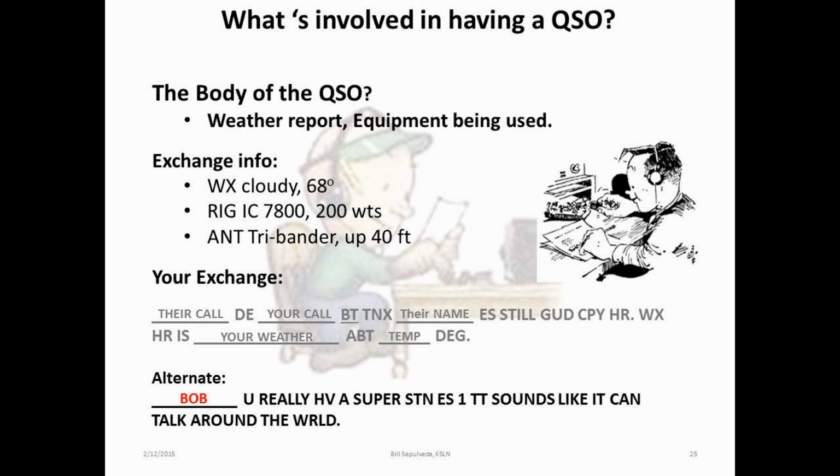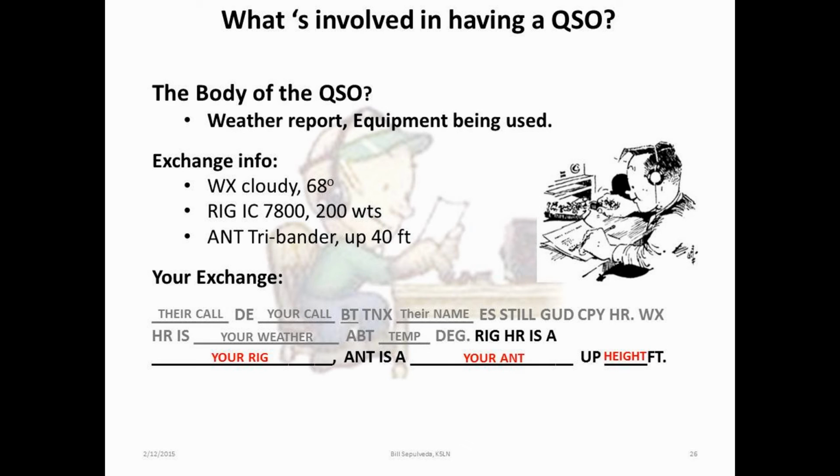Again, note all the abbreviated ham words. They're a real time saver and good to learn. One way to state your station setup is to say, "Rig here is," followed by the name of the radio you're using, FT3K, comma, antenna is a hex beam up 35 feet.